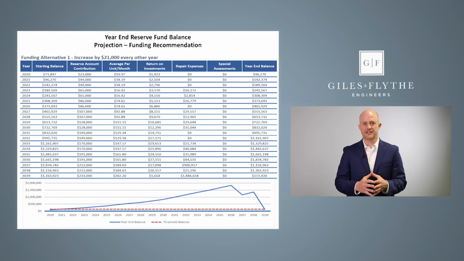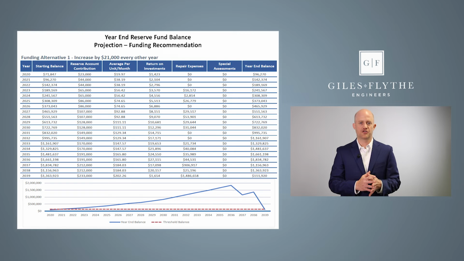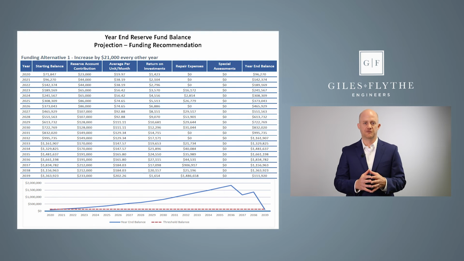But we also have that red dotted line down there is what we call a threshold balance. We typically recommend when doing projections for funding that we stay above a threshold balance to give the association a little bit of a cushion in that reserve account in the event that some projects need to happen a year or two sooner than anticipated, or if we have a spike in an inflation rate beyond the assumed 3%. That threshold balance will give a little bit of a cushion in that reserve account.